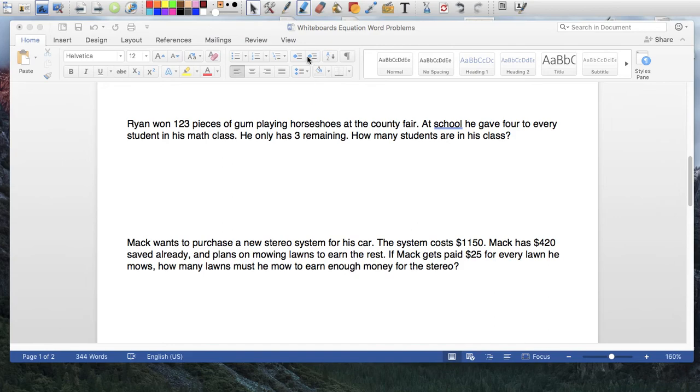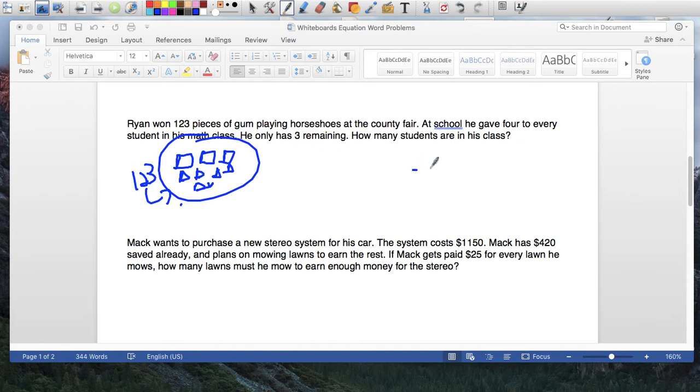Ryan won 123 pieces of gum. Okay, 123 pieces of gum. There's 123 inside. At school, he gave 4 to every student in his math class. He has only 3 remaining. How many students are in his class?